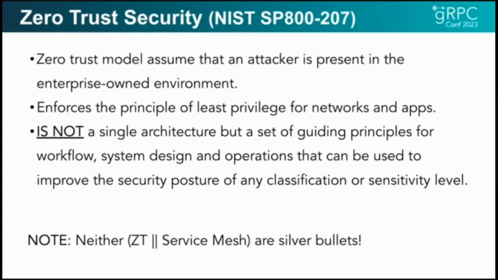There's some Gartner conversation before all this stuff that started this movement, but the main pinpoint is this NIST paper, SP 800-207. The zero trust model assumes that an attacker is present in your enterprise-owned environment, and you are responsible to secure all the pieces, all the assets inside your architecture, because you don't trust anyone, like in real life. So it enforces the principle of least privilege for network and applications, and it's not a single architecture, but guiding principles for workflows, system design, and operations.